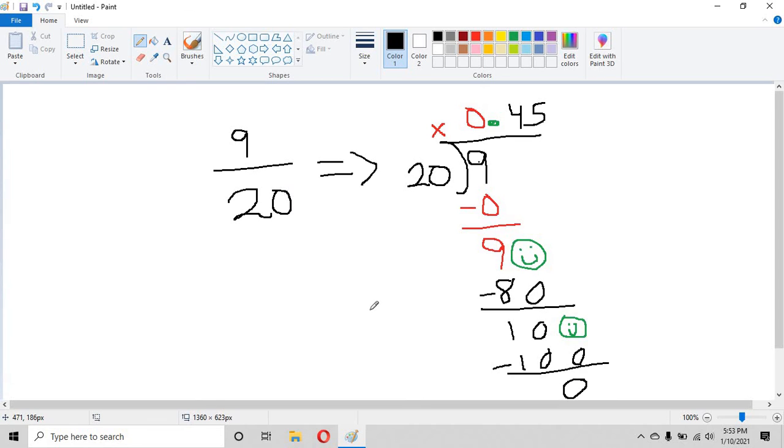Final answer, 9 over 20 as a fraction, and you turn it into a decimal, becomes 0.45. And that's it, kids. That's how you turn a fraction into a decimal.